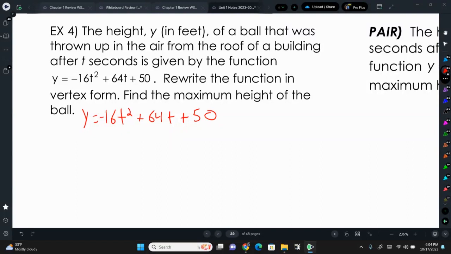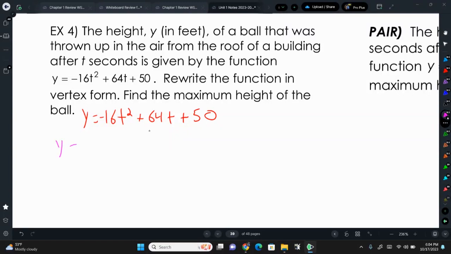Now, if the problem was just asking you to find the max height of the ball, you could do -b over 2a and get the x value and then plug that back in. But because we're asked to write the function in vertex form, it might be easier to complete the square first.